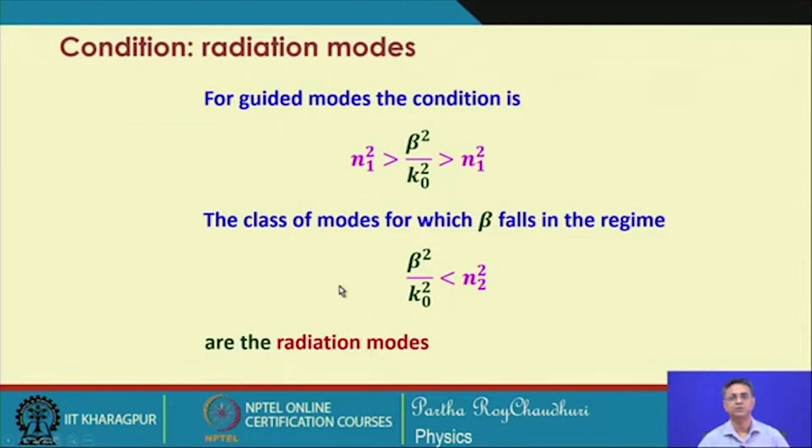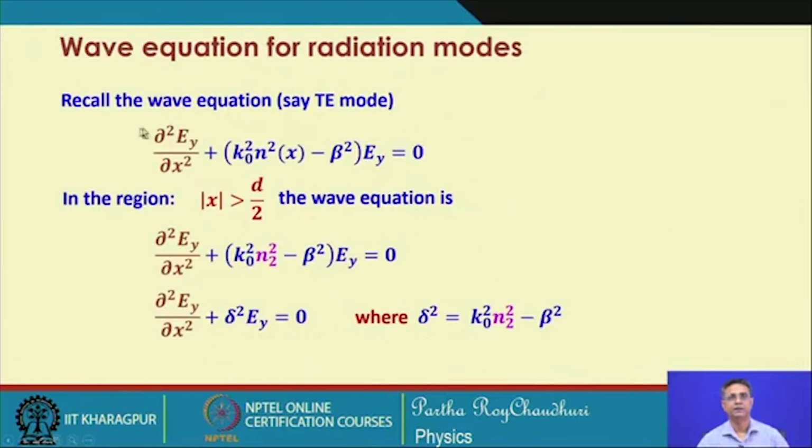And why is it so? Let us recall any of the wave equations, for example the TE mode. In the region mod x greater than d by 2, that is the cladding region, the wave equation can be written in this form, because n squared of x will be a constant value n 2 squared, and for this equation to be satisfied, we can write this expression.